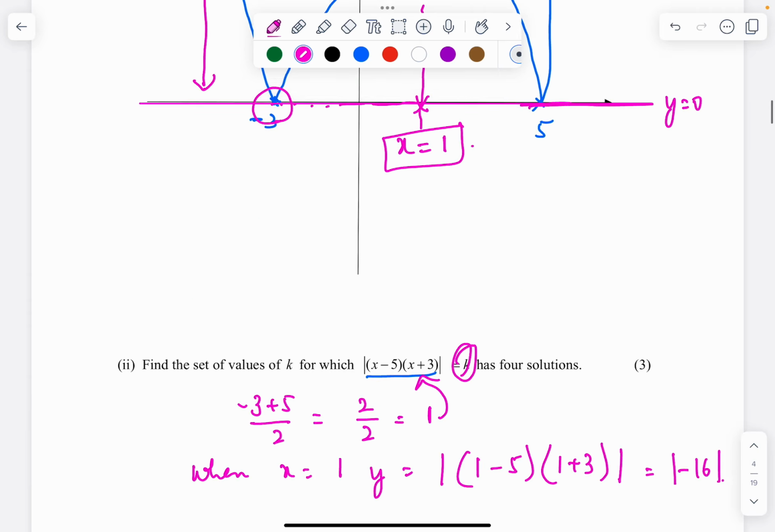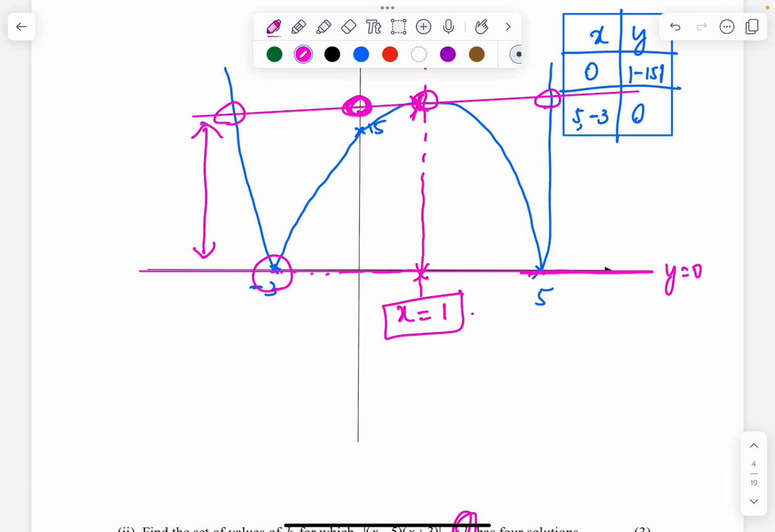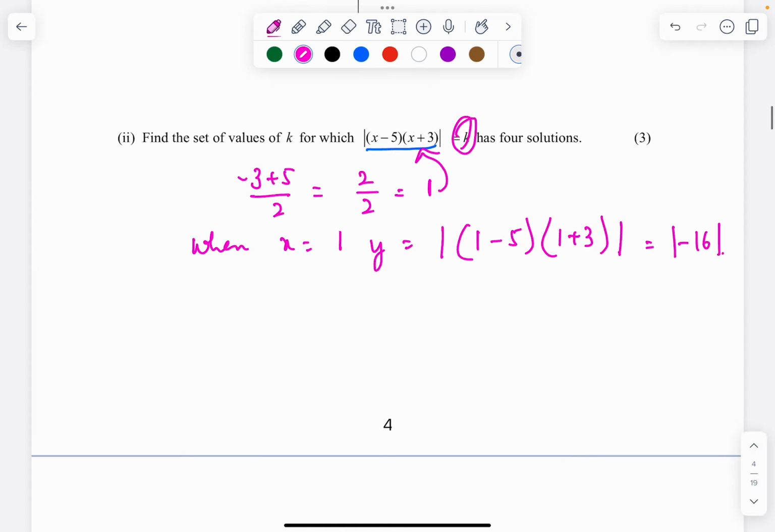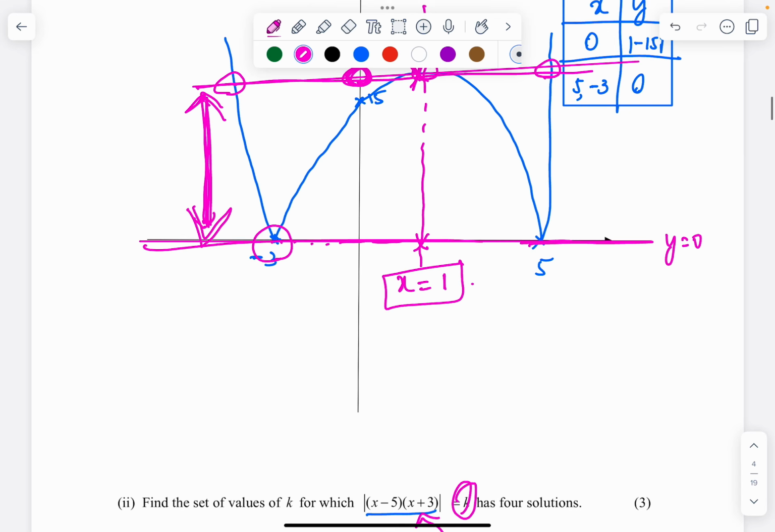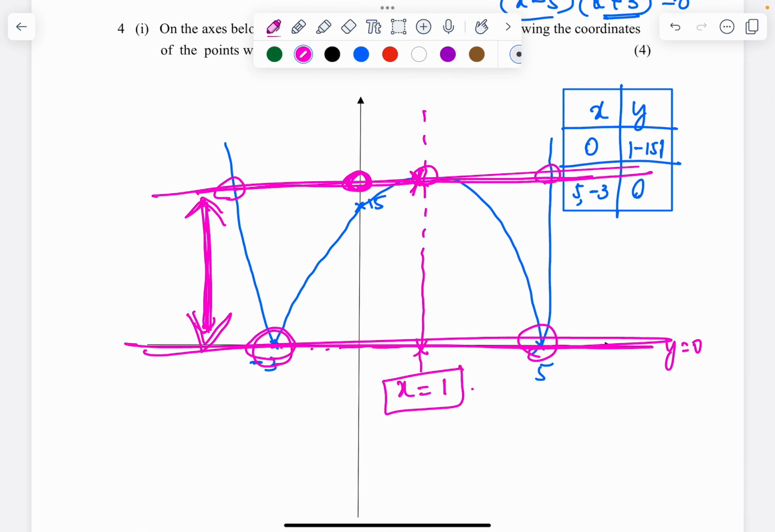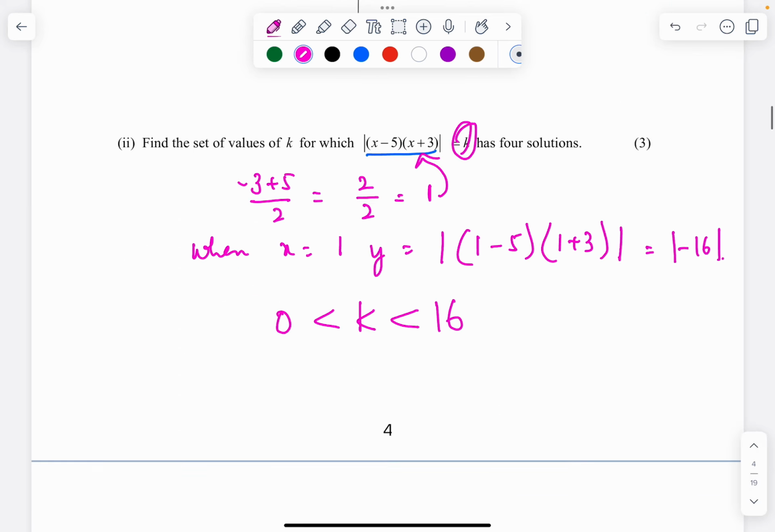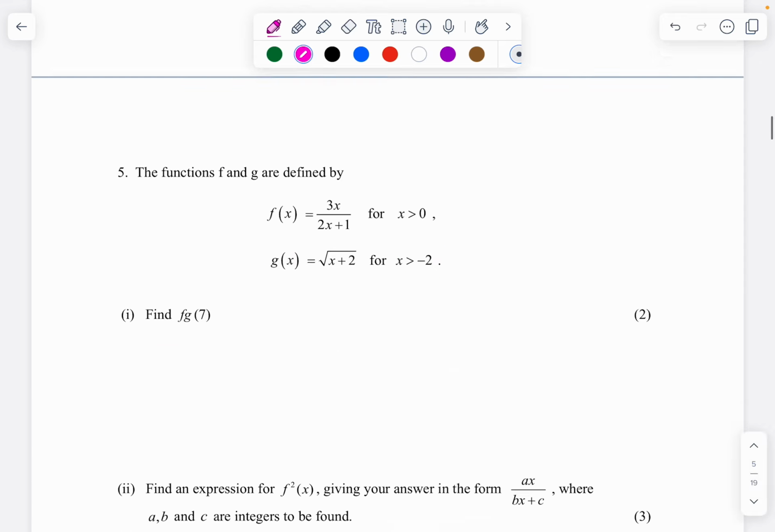So as I said, our 4 solutions must be in this range from 0 to 16. So I will write it as k lies between. Don't put equal to, because at equal to we have only 2 solutions here, and we have 3 solutions at this part, right? So we have to just write k lies between 0 and 16. So that was a 3-mark question.